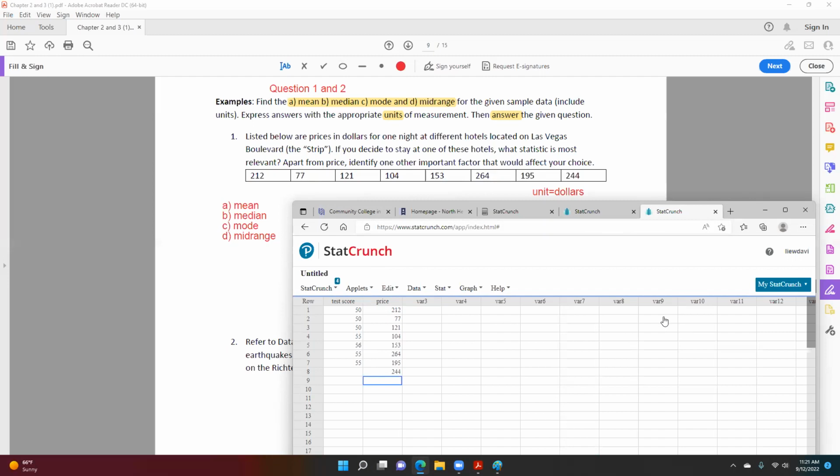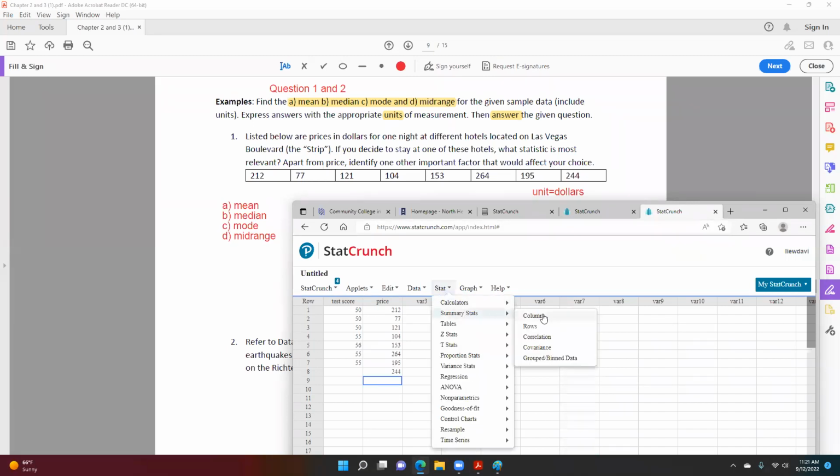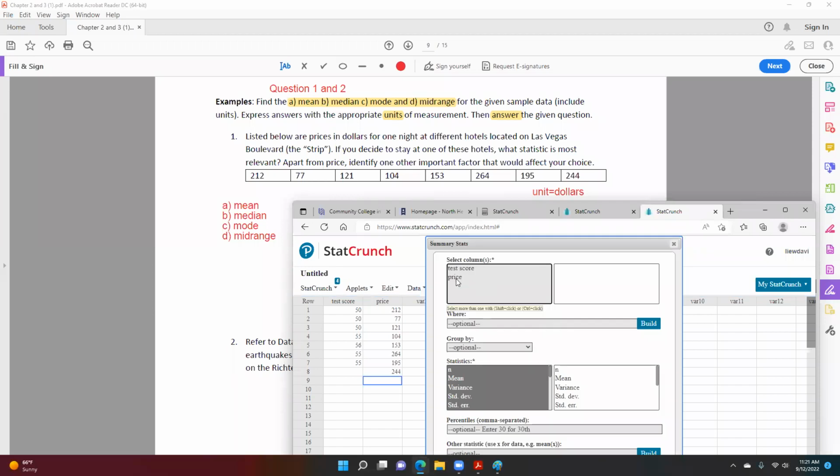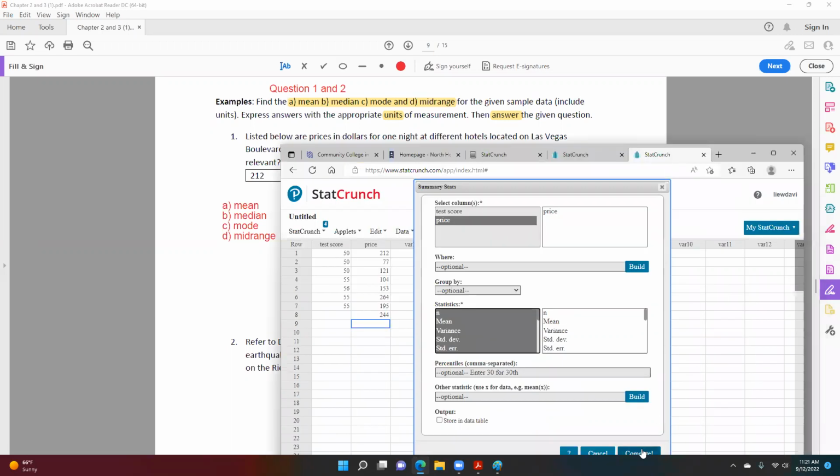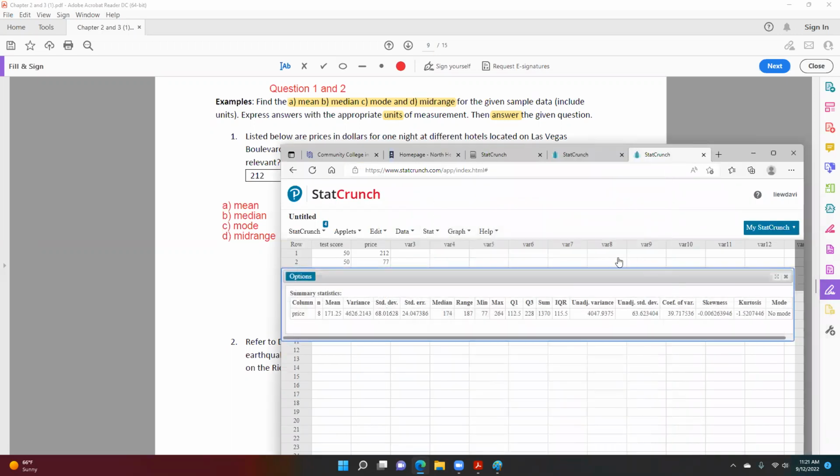So how do you find the mean, median, mode, and mid-range? For this question, you go to Stats, Summary Stats, Columns. This time we'll do price, and then don't forget to click N, then Control A to select everything, and then hit Compute.